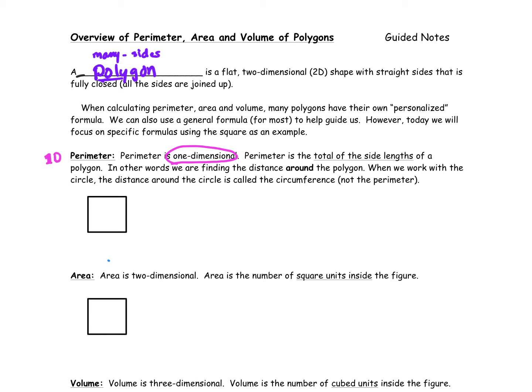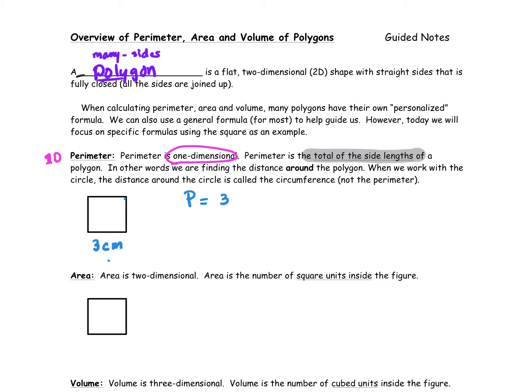So let's start with this square. We're going to look at this square and we're just going to make up a measurement. Let's call this 3 centimeters. So we're going to say that this side is 3 centimeters. Now, it just said a few minutes ago that it's the total of all the side lengths. So I'm going to say, okay, I want to find the distance around the square. So I'm going to put big P for perimeter. That's what the distance around is. And I see a 3.